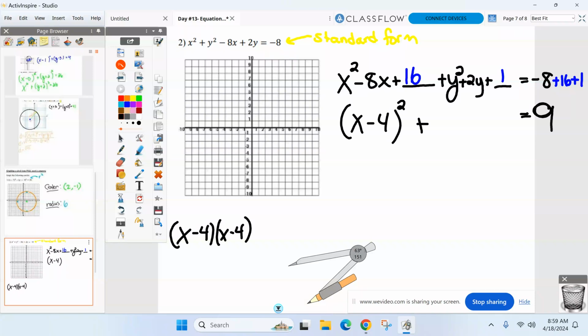Plus, everybody take that grouping of y's right now. Ready? Two numbers that multiply to 1, but add to 2. I don't care what comes out of my mouth next. Two numbers that multiply to 1. 1 and 1. Wait a second. So y plus 1 and y plus 1. How can I rewrite that?